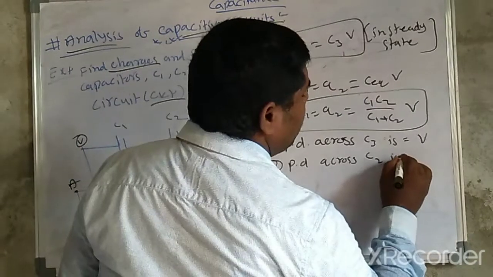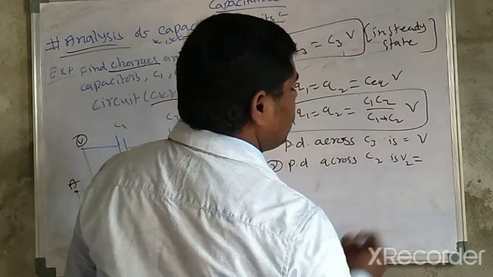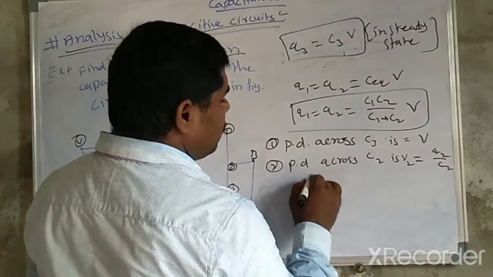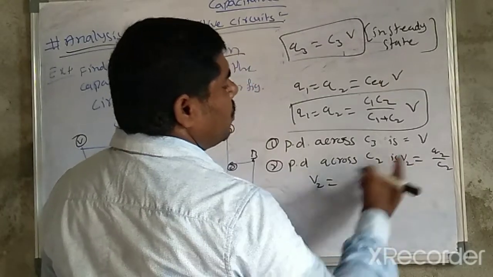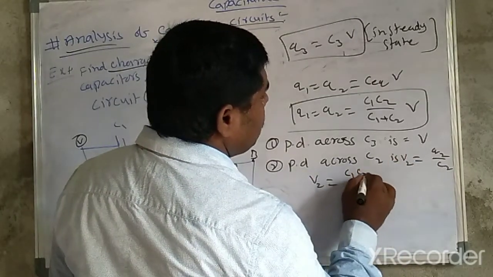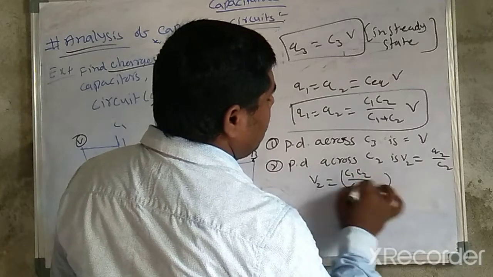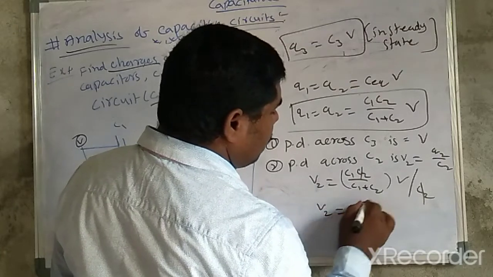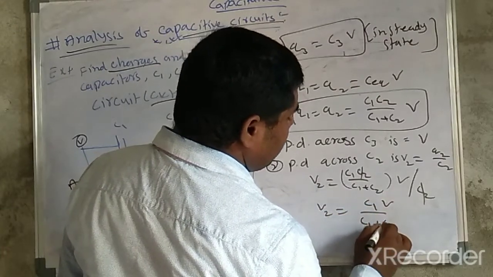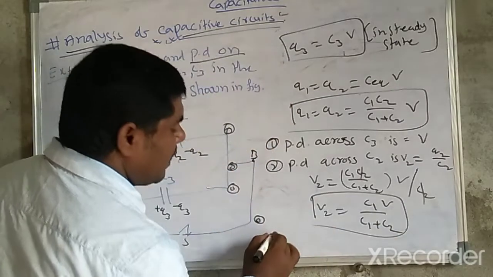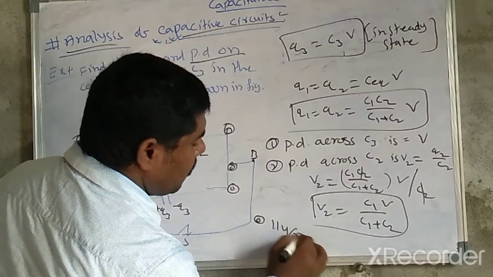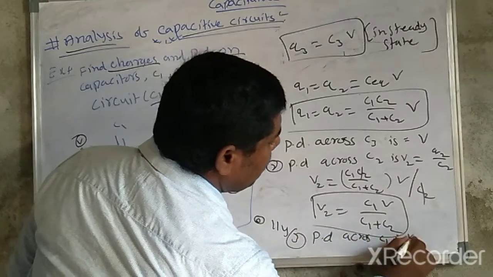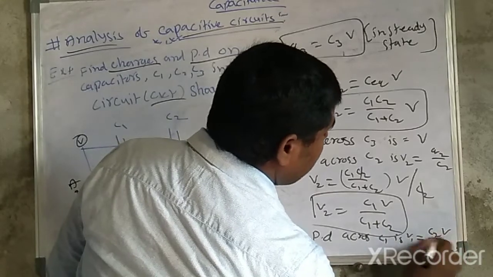So here the potential V2 is equal to Q2 upon C2. Substituting the Q2 value, V2 is equal to C1 C2 by C1 plus C2, into V, whole divided by C2. C2 gets cancelled. So V2 is equal to C1 V divided by C1 plus C2. This is V2.